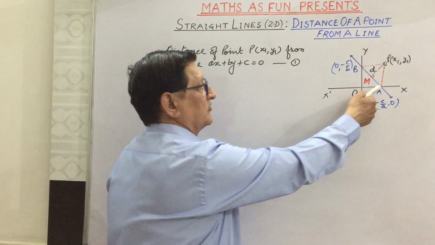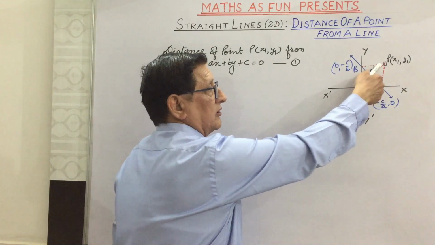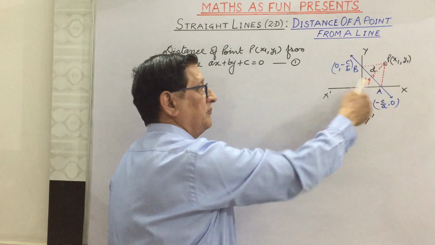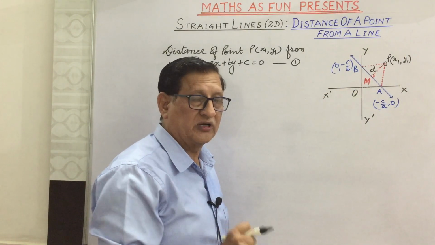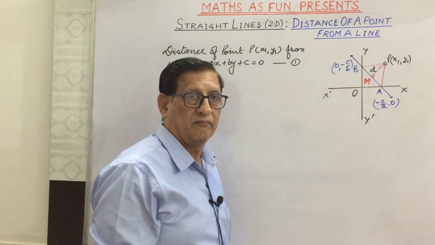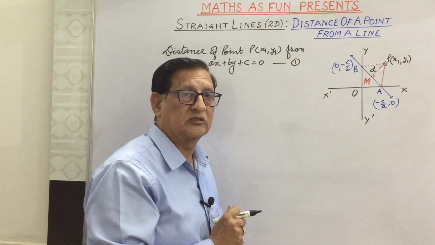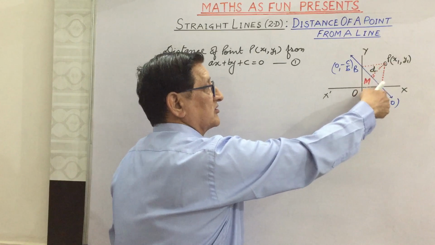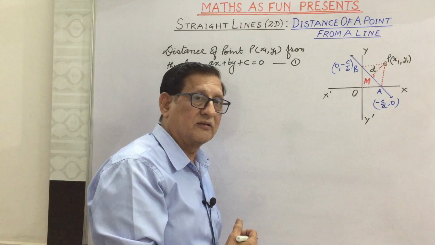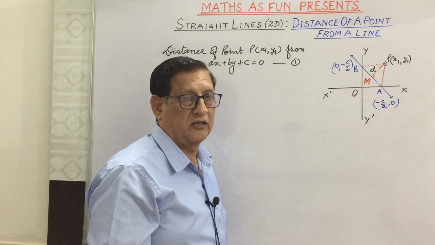What to do? First we will see the points of intersection of the line on the axis, that is A and B. Join PA and PB to form a triangle PAB. Then we will find the area of this triangle by using the vertices. And also we know that the area of a triangle is half into base into altitude. Then we will find the area of the same triangle by using that particular formula. And then we can find out the distance D by equating those two areas.